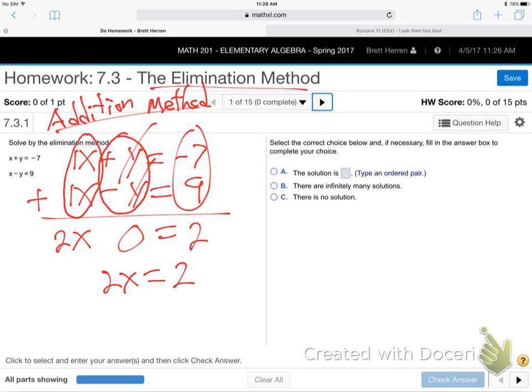Which is nice. Why? We like that because we don't want 2 letters. We would prefer to just have 1 letter. So we just have x. What do we do to finish? Divide by the 2. x is 1. So we got an answer for x.